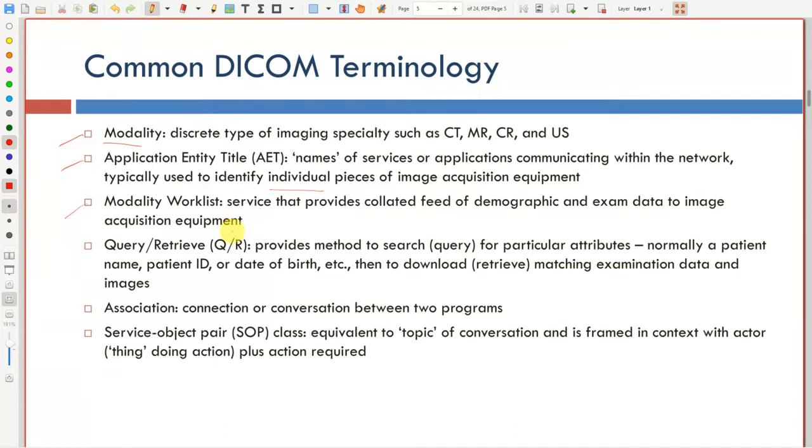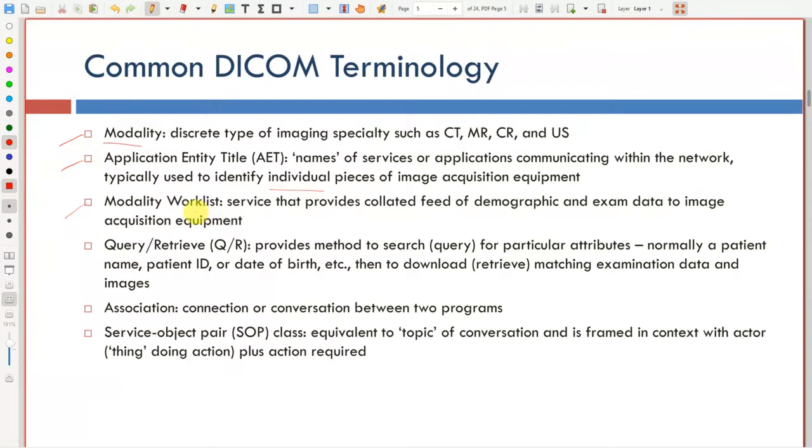So basically, if you have a certain list of patients that have to be examined by a certain piece of equipment, you have to actually have that list as a modality worklist, so that basically people know exactly what to do.